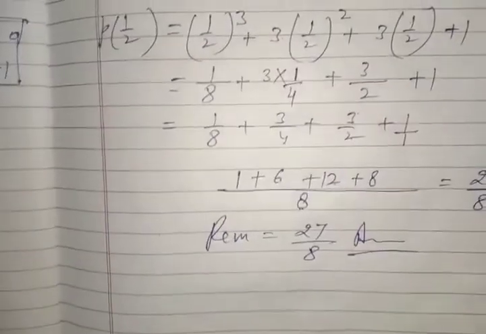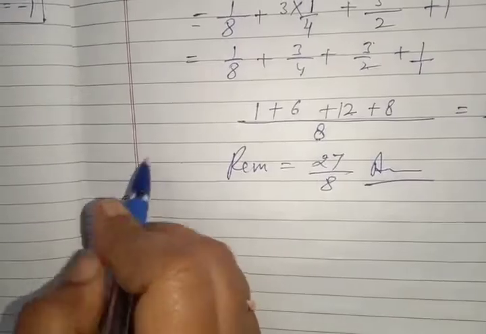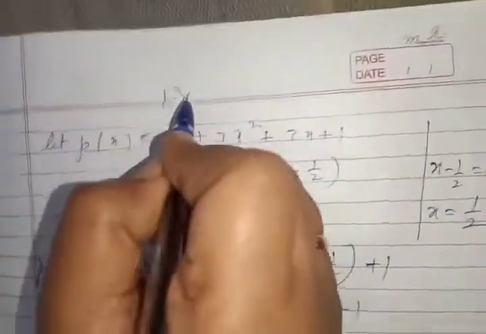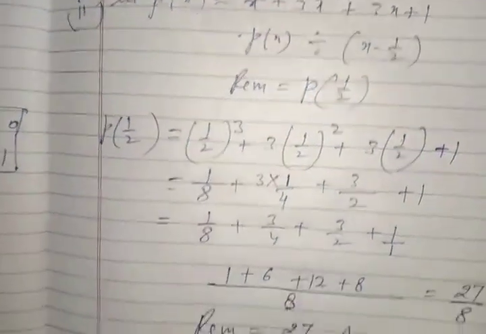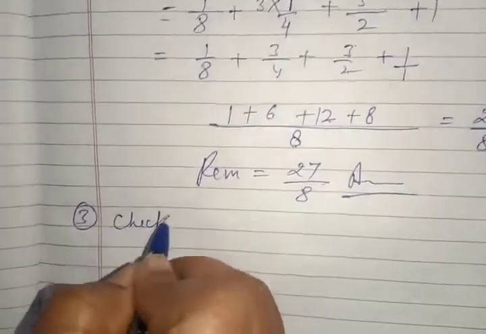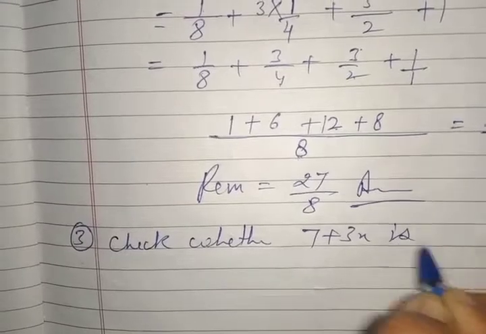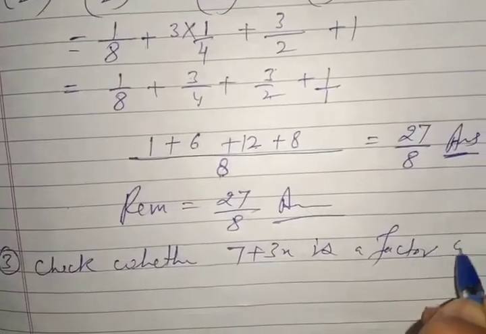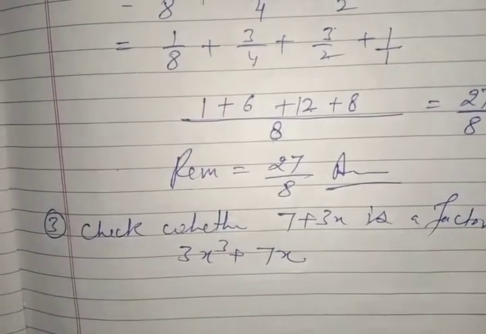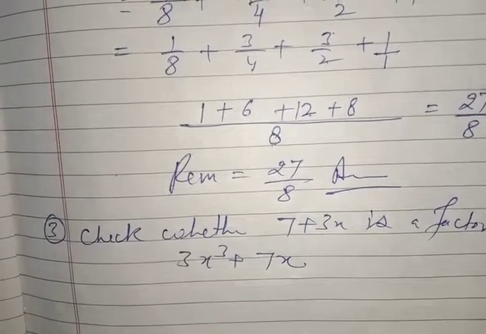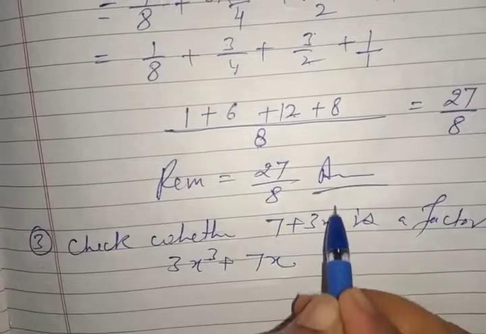One more example I can take, which is the third one, the third question of your exercise 2.3. This is exercise 2.3, first question, second part. Check whether 7 plus 3x is a factor of 3x cube plus 7x. First of all, we should know which one is the bigger polynomial, whose degree is greater. Its degree is 3, its degree is 1.